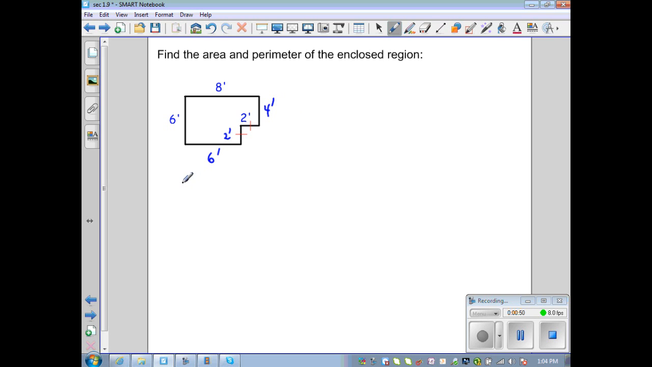Now, all I need to do to find the perimeter is find the sum of the sides. 6 plus 8 plus 4 plus 2 plus 2 plus 6. And when I simplify, 28 feet.